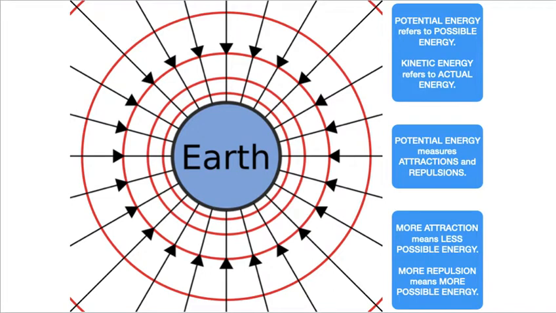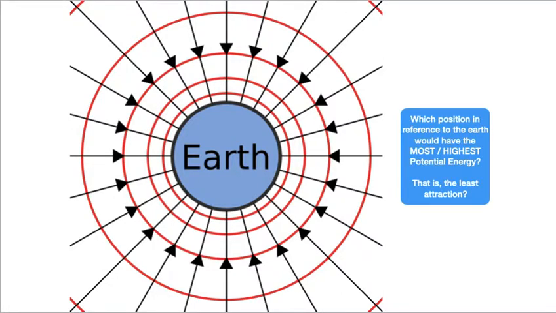That potential energy refers to possible energy, while kinetic energy refers to actual energy. Potential energy measures attractions and repulsions. When there are more attractions that occur, there is less possible energy. When more repulsions occur, there is more possible energy.